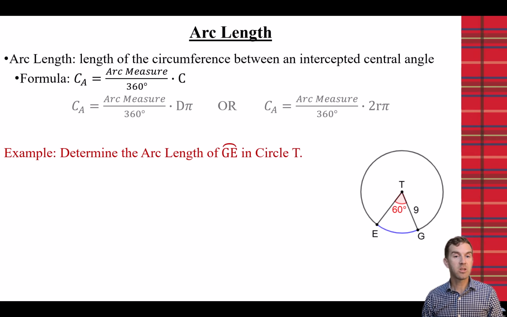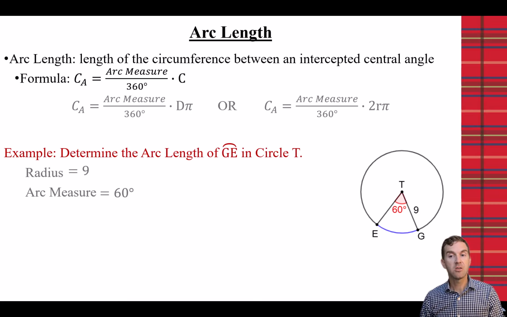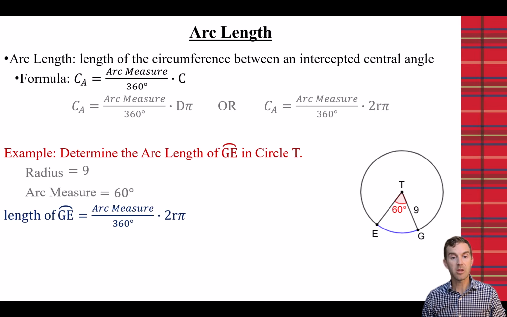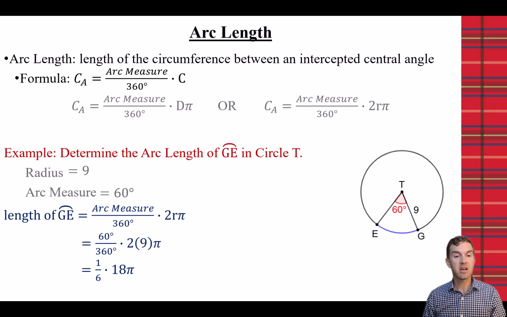So in this case, we want to determine the arc length of GE on circle T. So if we did this, we'd say, okay, we have the 60-degree central angle, so that means the arc measure is 60 degrees. And we know the radius is 9 units. So we have those two pieces of information. We can now figure out what fraction of the overall circumference we have in this circle. So we plug in the parts we have. That would be 60 over 360. And then we have the radius. So we're going to do 2 times the radius times pi. That's a sixth of 18 pi, which would be 3 pi. And if they wanted it approximated, we would then approximate that value. But always start with it in the exact form.